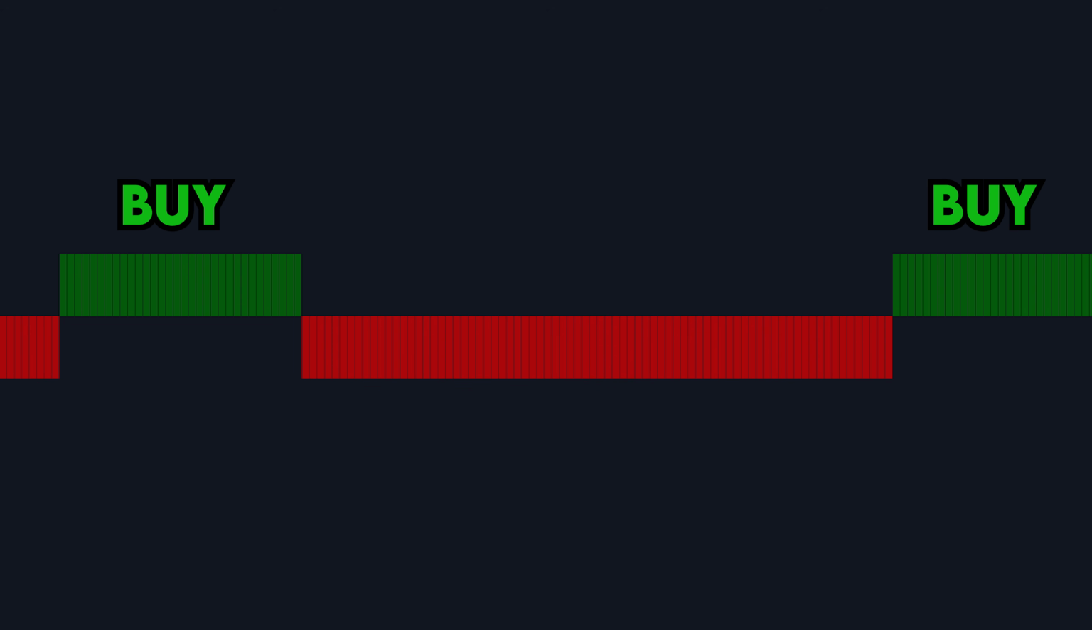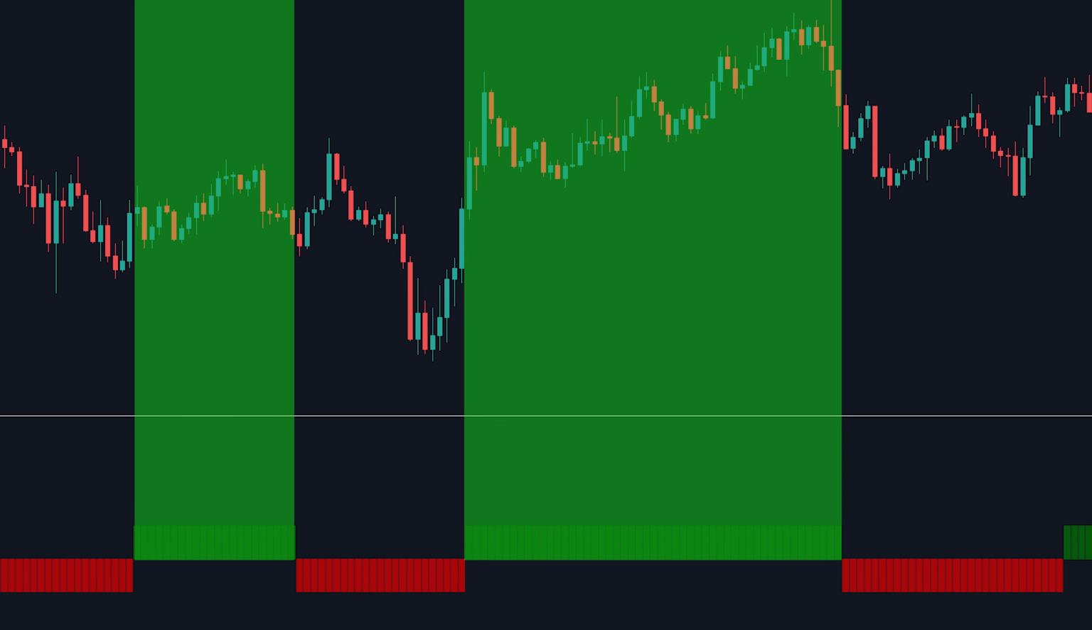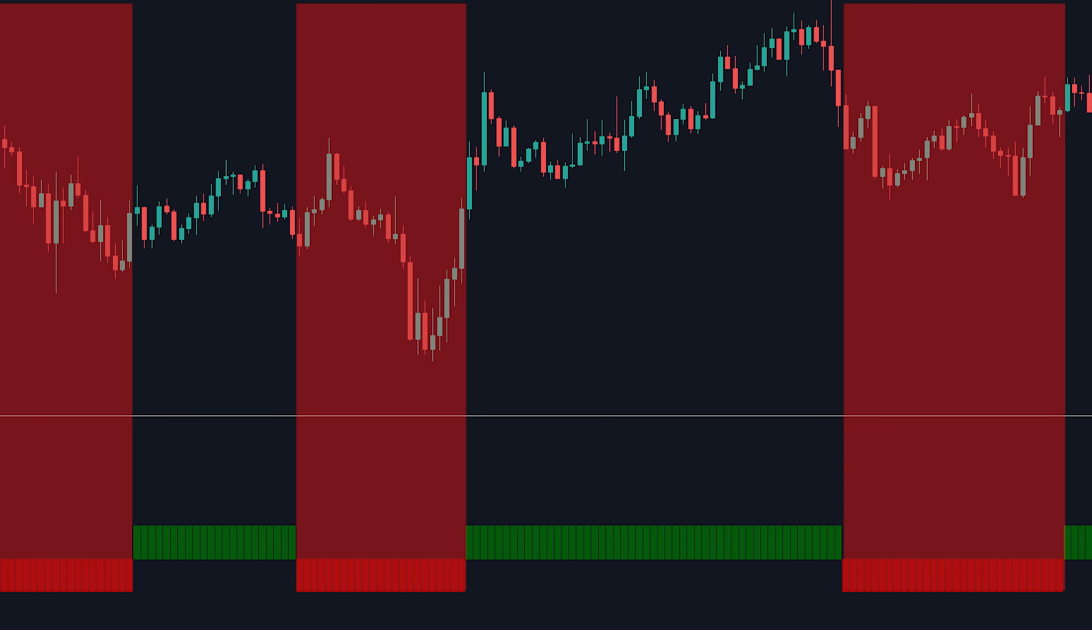Same type of strategy applies. You only buy when the indicator is green and you only short when the indicator is red. As you can see, this indicator is pretty accurate on higher time frames. When this indicator is green, the market is trending up. When the indicator is red, the market is trending downwards.